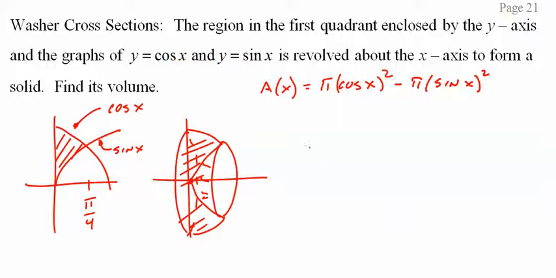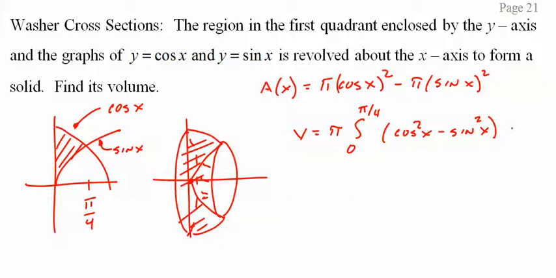Factor out the pi, check it out front. Let's do the volume. Pi, from 0 to pi over 4, of cosine squared x minus sine squared x. They call this a washer. It just means it's a disk with a hole in the middle.